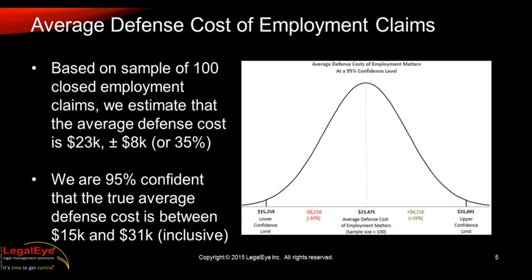Based on a random sample of 100 closed employment claims having certain characteristics, we estimate that the average defense cost is $23,000 with the margin of error of plus or minus $8,000. We are 95% confident that the true average defense cost of all claims with these characteristics could be as low as $15,000 or as high as $31,000. In repeated sampling, we would be 95% confident that this process will capture the true average cost of similar claims within the interval calculated.